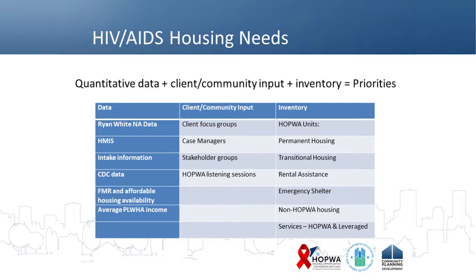And so this table has 3 columns: quantitative data on the left, inventory on the right, and then the client and community input in the middle. And by looking at the elements in these columns and rows in this table taken as a whole, we can deduce what our priorities should be in our community.